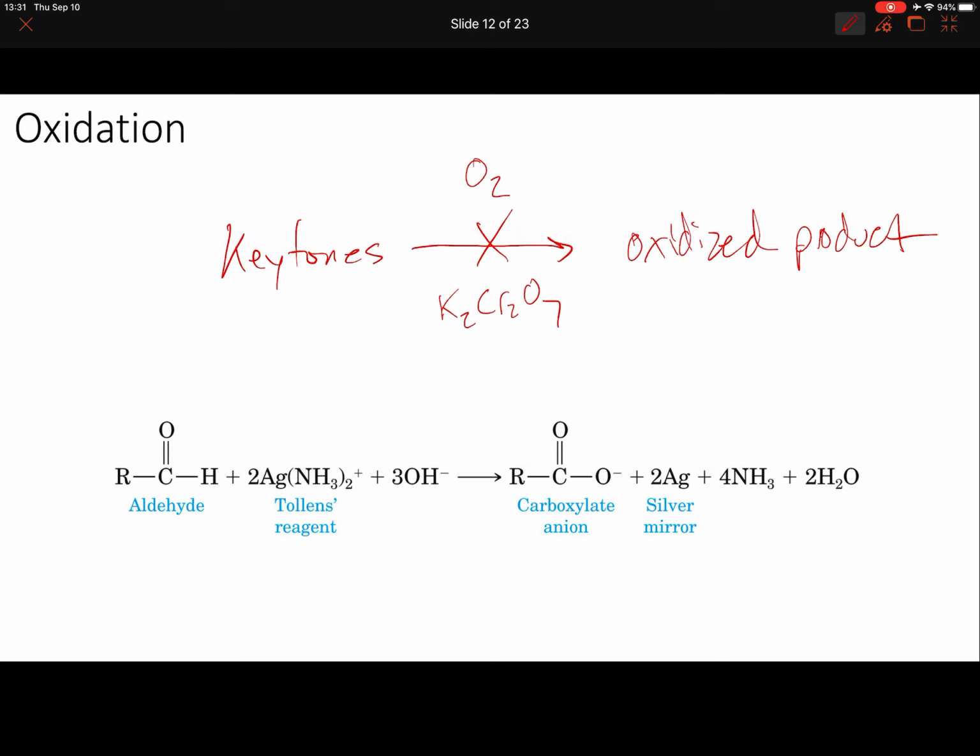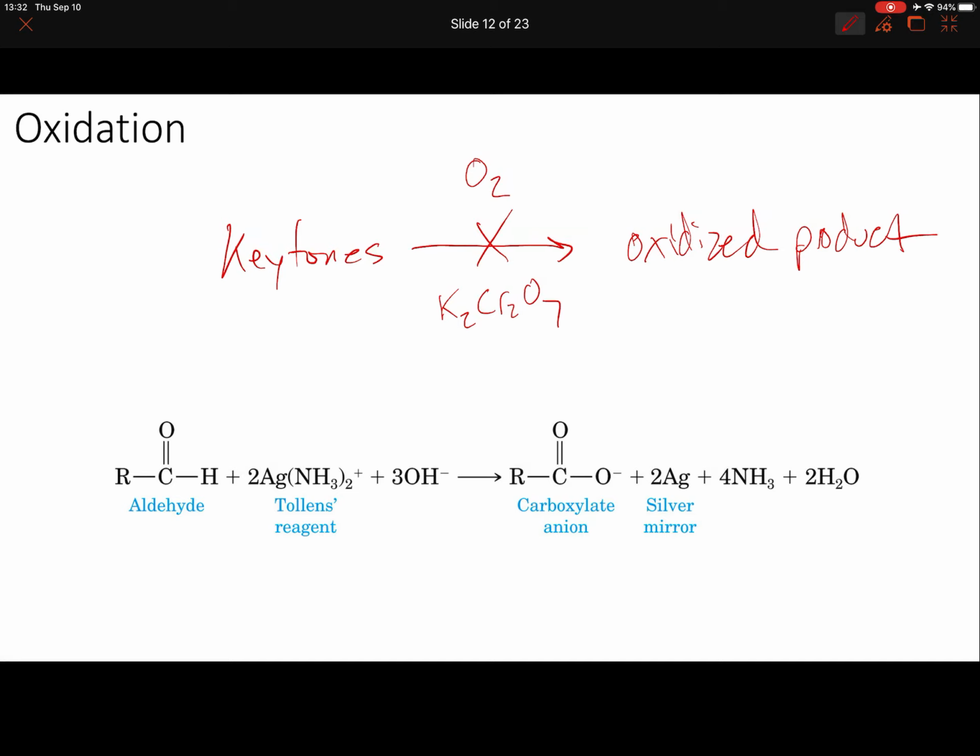So we actually have a neat test we can use. We use Tollens reagent. It's a specific reagent for the oxidation of aldehydes. This one in particular will deposit a silver coating on the inside of the container. So if you use a glass container, it makes a nice little silver mirror on the inside. But we can use Tollens reagent to actually identify if we have a ketone or an aldehyde. Let's say that we have a product and we don't know what it is. If it reacts with Tollens reagent, then it's an aldehyde. If it didn't react, then it was a ketone.